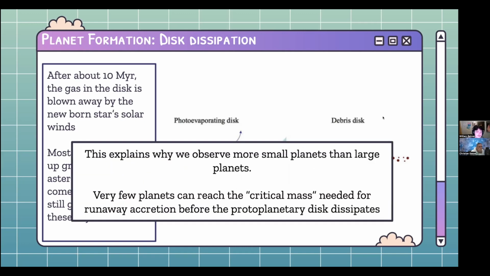So this is actually why we observe more small planets than large planets. And you guys clued into this when we asked the poll question, but there are very few planets that can reach that critical mass that you need for runaway accretion to form an enormous, Jupiter-sized planet before the photoevaporative effect blows away all of the gas in the disk, right? So we see a lot more rocky and Neptune-like planets because it takes a long time for those giant planetesimals to crunch together to form a core with 10 times the mass of the Earth, so that you can go through this runaway accretion effect.